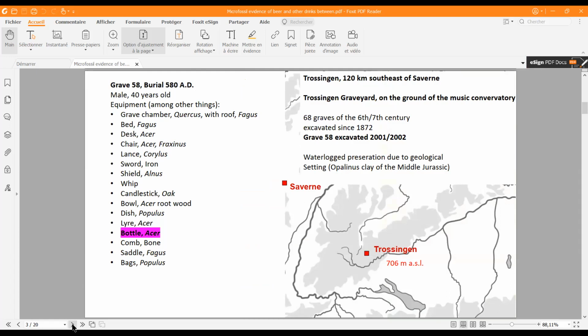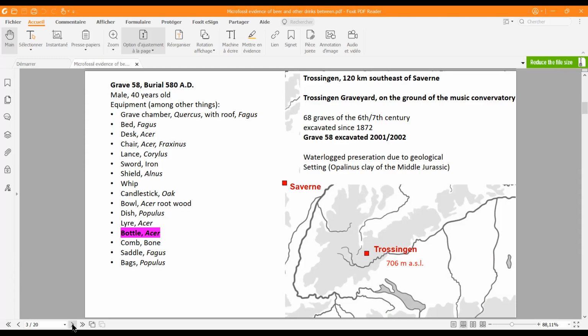Trossingen is situated in southwestern Germany near the Upper Neckar and the Upper Danube and the border of the Swabian Alps, and it's at a distance of 120 kilometers to Saverne, to the east. And there is a Merovingian time graveyard known since the 19th century. 68 graves were excavated in the 7th century.